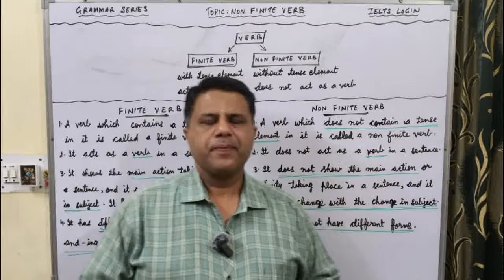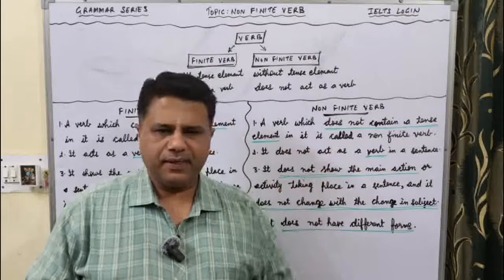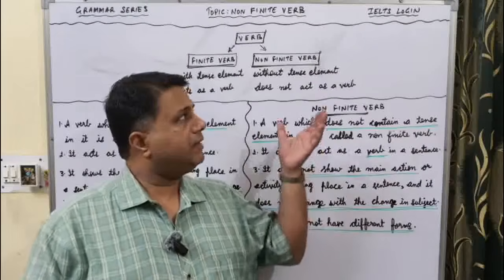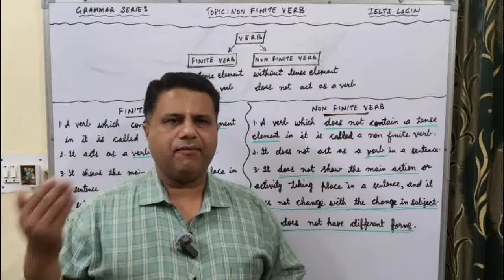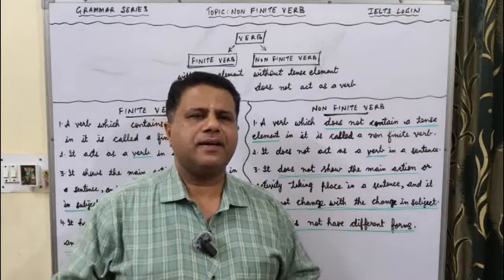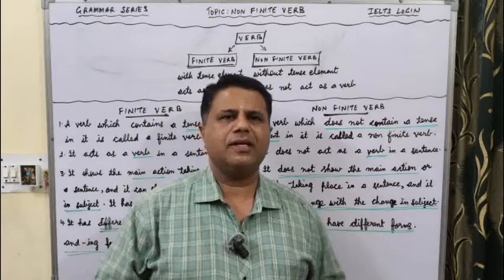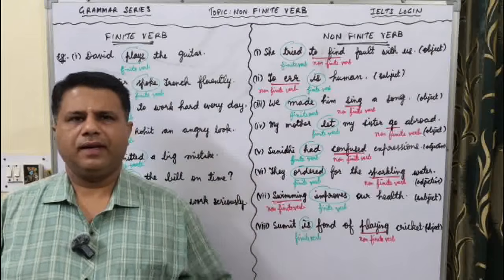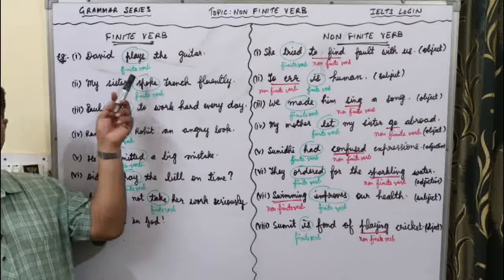Now we are going to discuss some examples of finite and non-finite verb. Then the difference will be even more clear to you. Then we will do the topic of non-finite verb. Actually the topic is non-finite verb. Why am I talking about finite verb? So that the basic difference is clear to the children. Otherwise children tend to make mistakes between finite and non-finite verb. So let's continue with the examples now. I have written all the examples on the board. Now let's take it one by one. The first example: David plays the guitar. Plays is the finite verb.